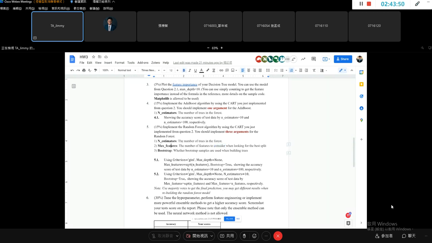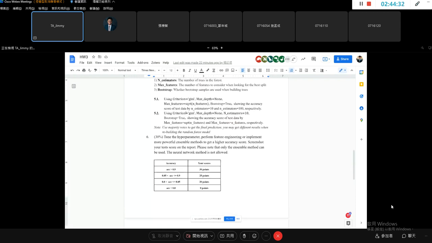So max features just denotes the number of features to use. If max features is equal to all features, then the randomness of features disappears. So usually max features will be the square root of the number of all features. And then bootstrap denotes whether to bootstrap the sample used to build a tree. In the random forest, we use bootstrap to sample the data and generate a new version of data which is different in each tree.